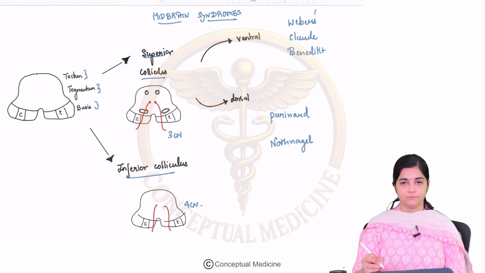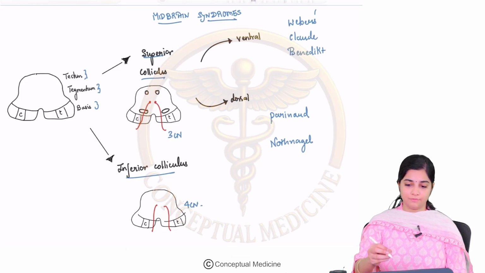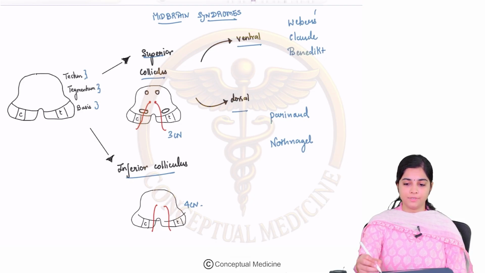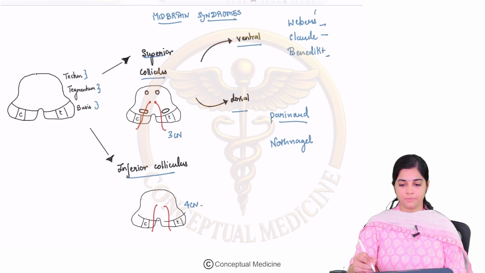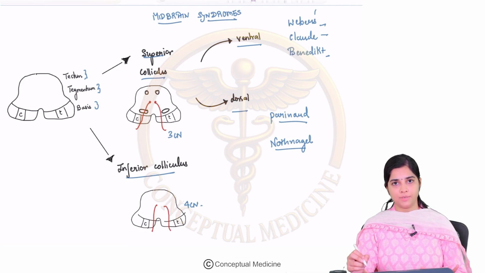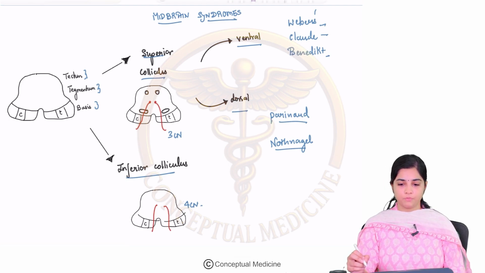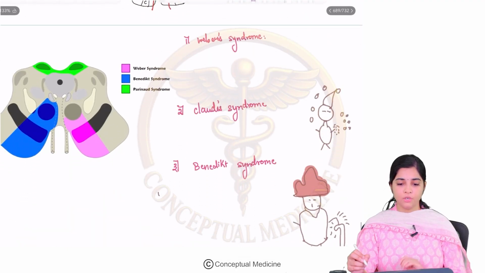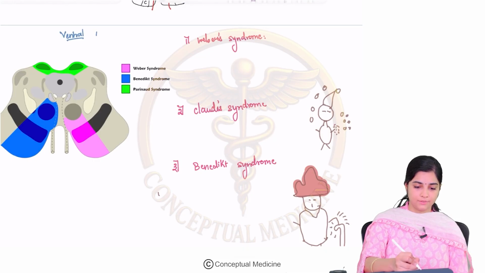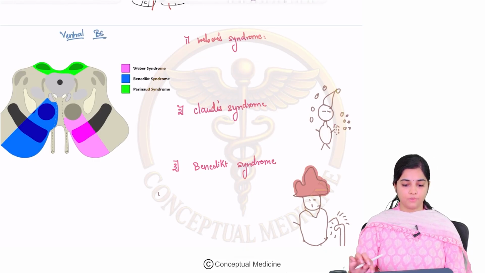fourth cranial nerve. Now the brainstem syndromes can be classified as ventral brainstem syndromes and dorsal brainstem syndromes. Your ventral brainstem syndromes are Weber's, Claude, and Benedict. Your dorsal brainstem syndromes are Parinaud and Nothnagel syndromes. So we have ventral and dorsal. We will be seeing each of these syndromes. First we are discussing the ventral brainstem syndromes.